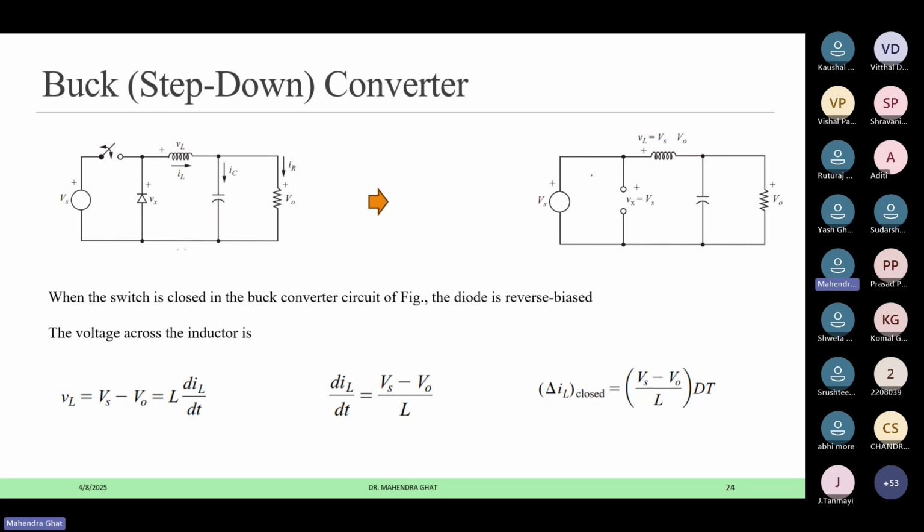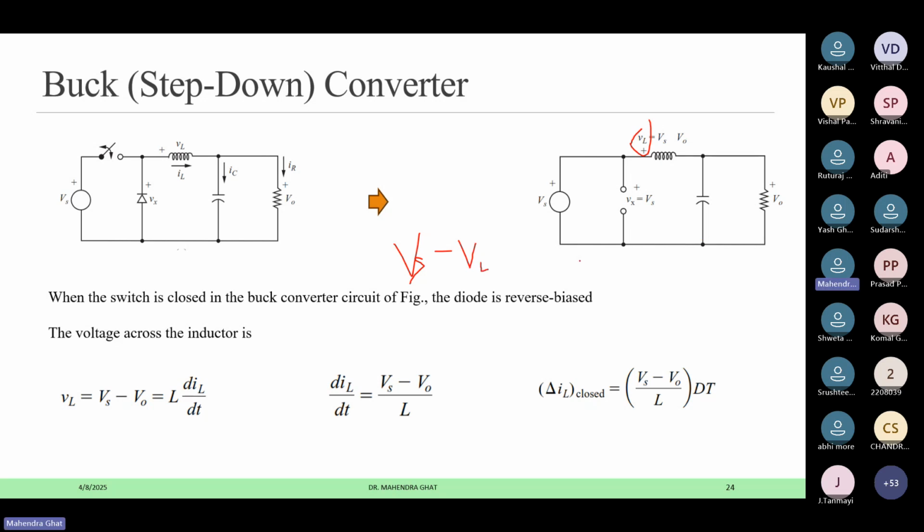Now if I apply Kirchhoff's voltage law, KVL, to this circuit, what do you get? Vs. I will start from this. The polarity of this is plus minus, so we can say minus VL.